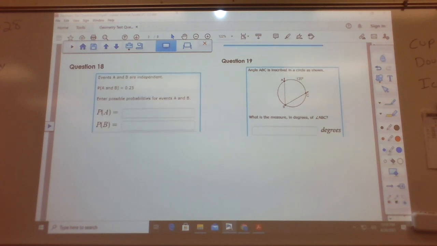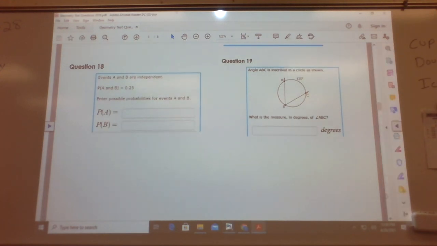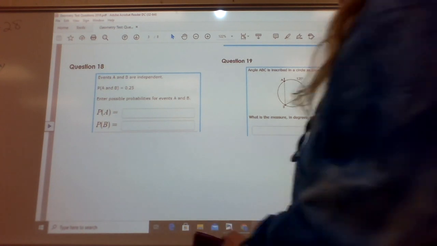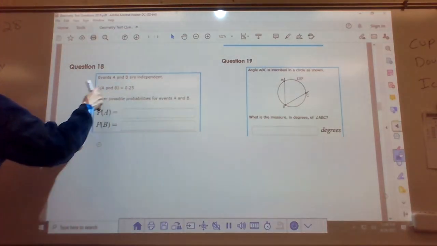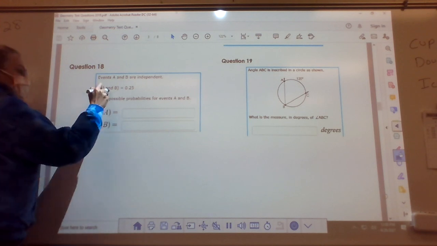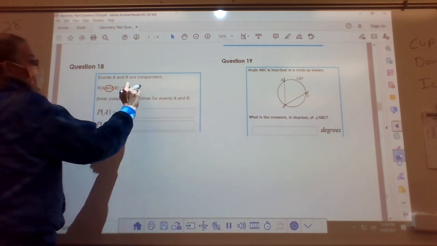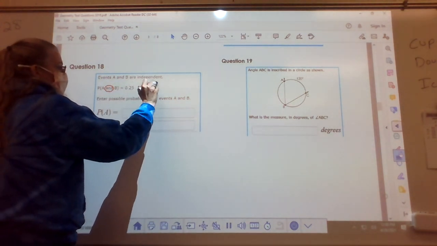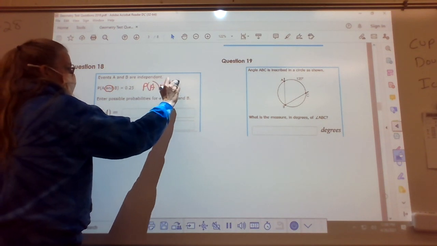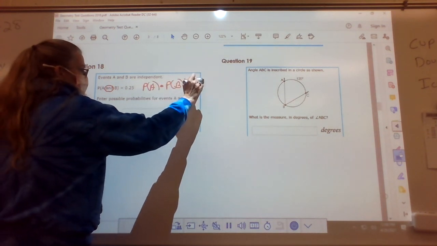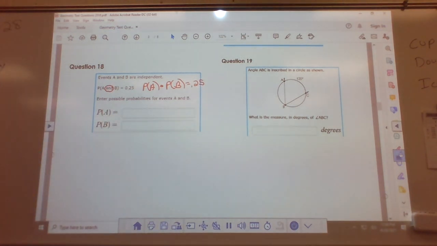18. Events A and B are independent. The probability of A and B was 0.25. And, how do I get ands? I multiply. So that's telling me that the probability of A times the probability of B was 0.25. So I have to figure out what two numbers I can multiply together to give me 0.25. Well, what two numbers can I multiply together to give me 25?